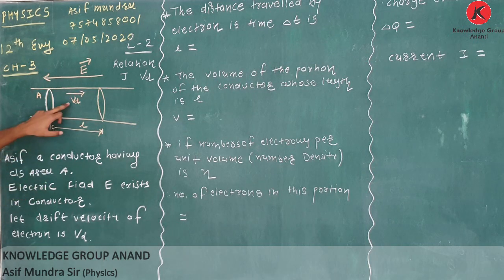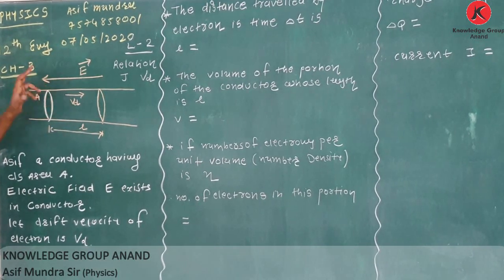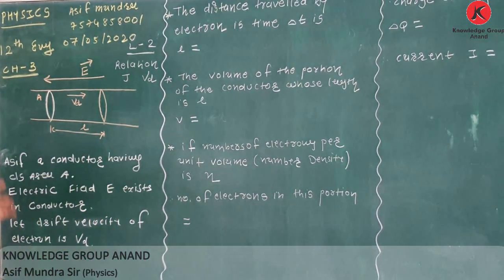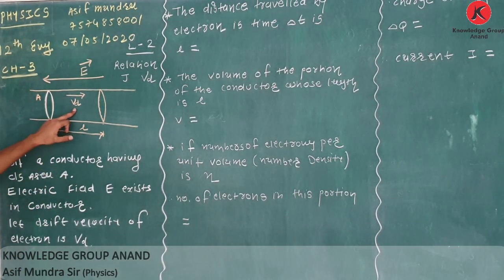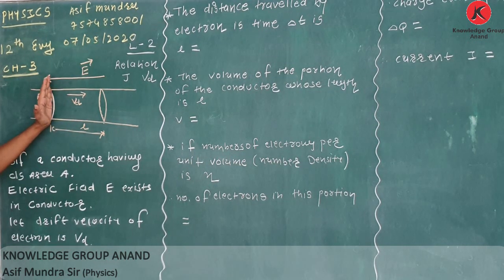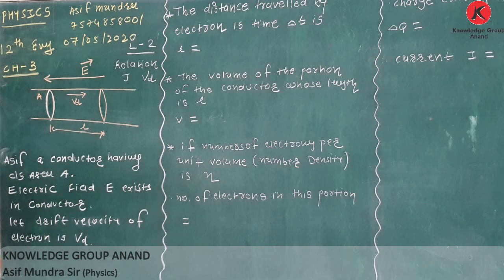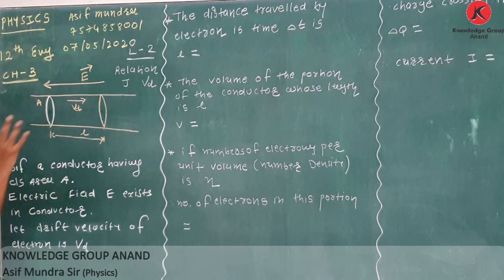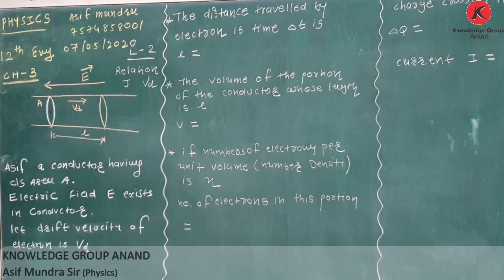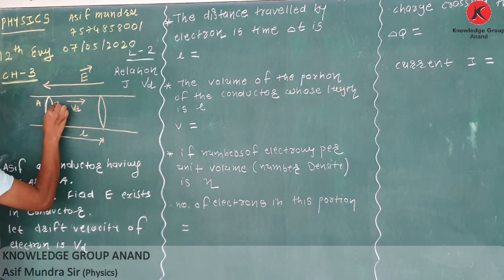See, for electron, drift velocity is in opposite direction of electric field. Clear about this? Okay. So yes, I am assuming electrons are moving with drift velocity Vd from this cross-sectional area. Let in time t electrons reach to this portion. So in time delta t with drift velocity Vd, what is distance traveled by electron? Consider one electron initially. We are taking one electron.